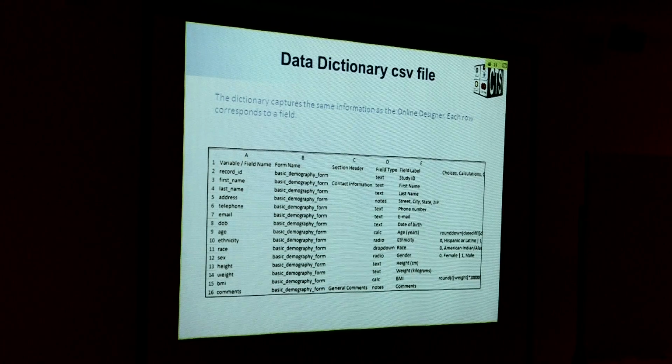So this is an example of a data dictionary. This is an Excel CSV file. As you can see, there are variable field names, and then the form names, and then if there are section headers, and the field type, a field label, and choices, and so on. So if you develop a project in REDCap, you can export this data dictionary, and you can later import it again to another project, or if you happen to leave UCLA and go to another institution, you can still import that CSV file into the REDCap installation of your new institution. So it's very portable.